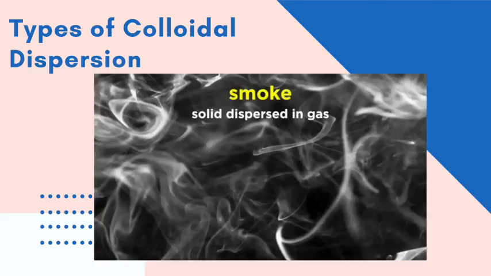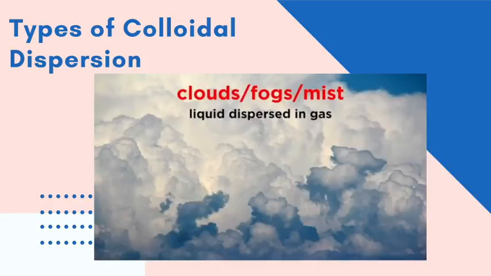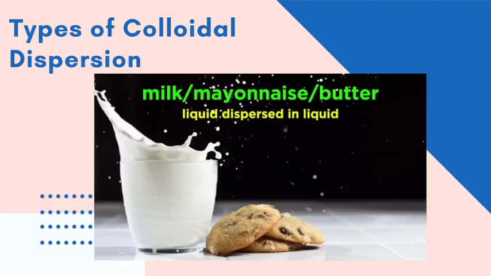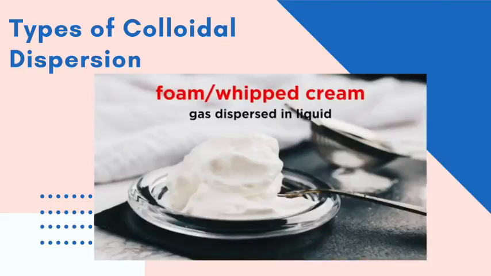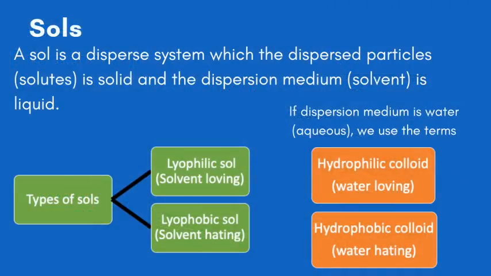Smoke is solid dispersed in gas. Clouds, fogs, and mist involve liquid dispersed in gas. Milk, mayonnaise, and butter involve liquid dispersed in liquid. Jelly and gels are liquid dispersed in solid. Foam and whipped cream involve gas dispersed in liquid. Now we will go into details of each type of colloid.